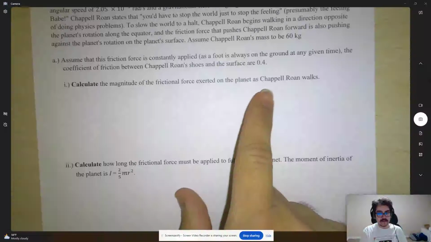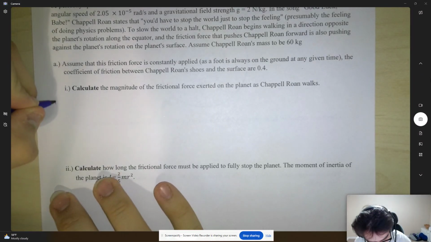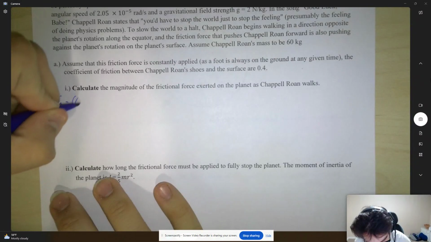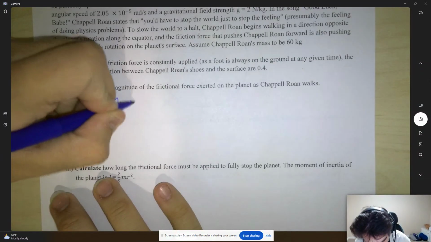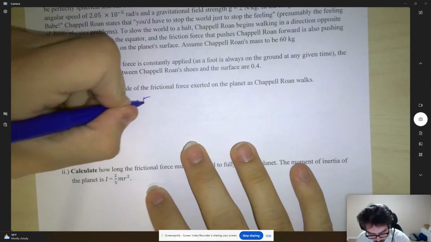I need to first figure out Chappell Roan's weight on this planet, which is not going to be mass times 10. It's going to be mass times 2. Okay? Easy calculation, right? So first off, the weight force is going to be the mass, which is 60, times gravity, which is 2. So this is going to be 120 newtons of weight. Okay? Then, if I know that, that's going to be the same as my normal force.